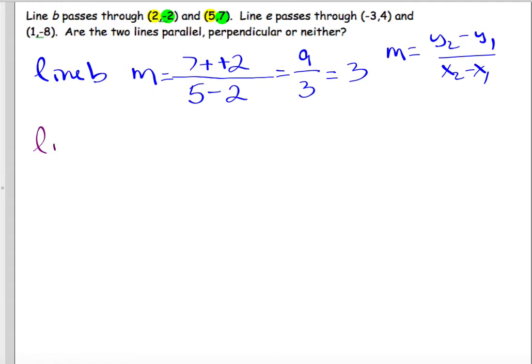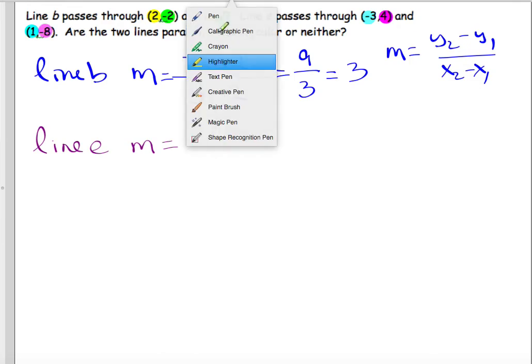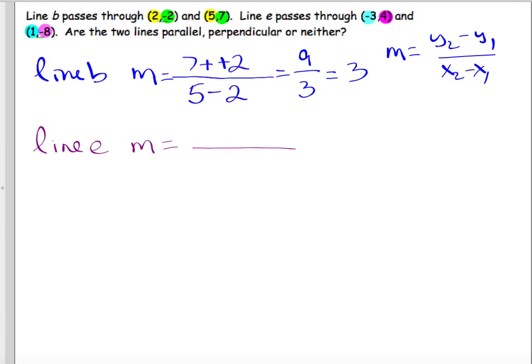Now we're going to look at line E. Do the same thing. I'm going to put my x's in teal, my y's in pink. All right. So the second y is this negative 8 minus the first y is 4. The second x is 1 minus the first x is negative 3.